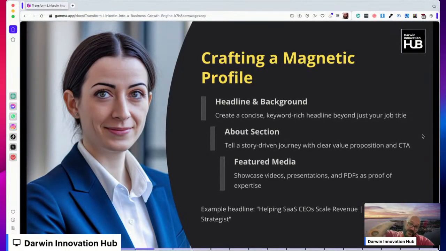So look, when it comes to crafting a magnetic profile, the first thing anyone's going to see is your profile picture, but the second thing they're going to see is your headline and background. So this is where you can create a really concise, keyword-rich headline that's giving you an idea of what you do. I have very few words in my headline. Basically, educating entrepreneurs, leaders, and speakers, and that's all I have in there.